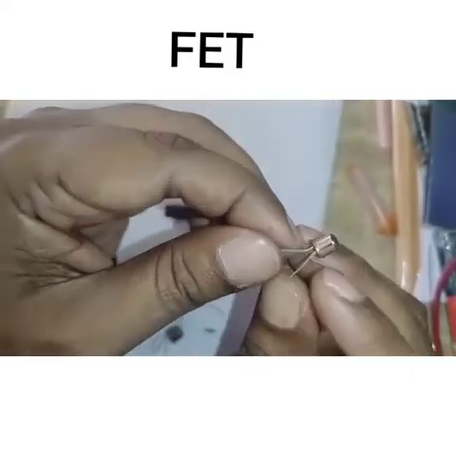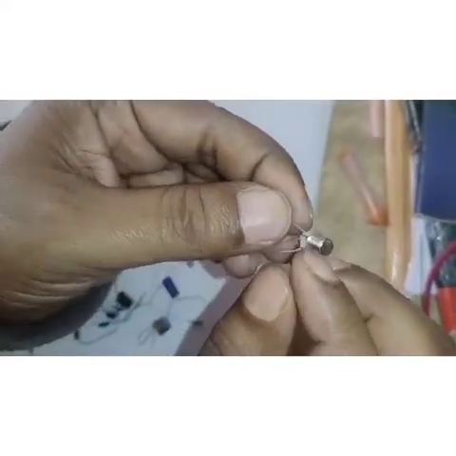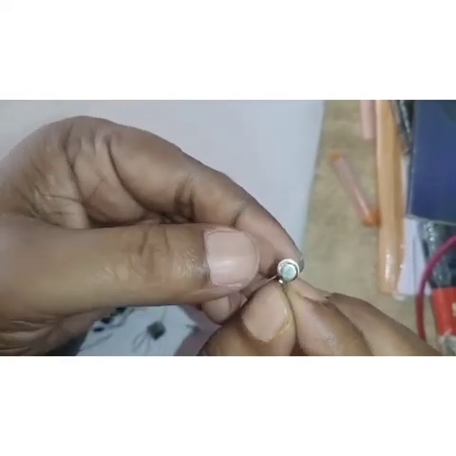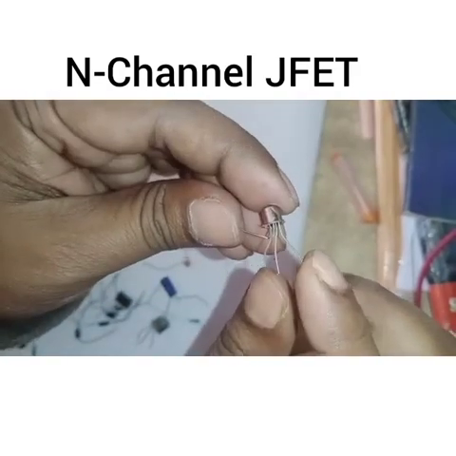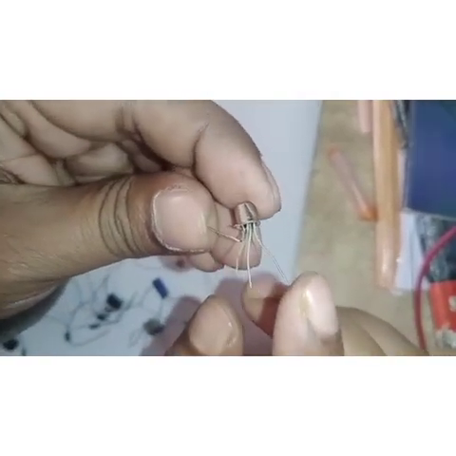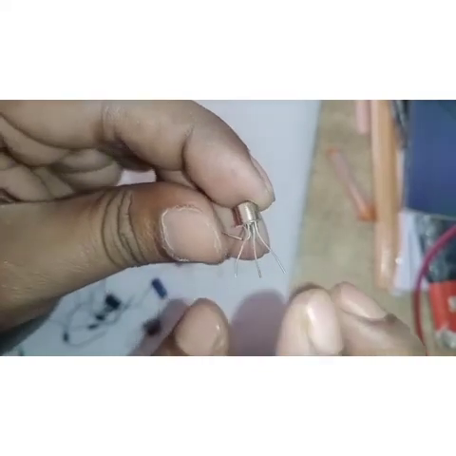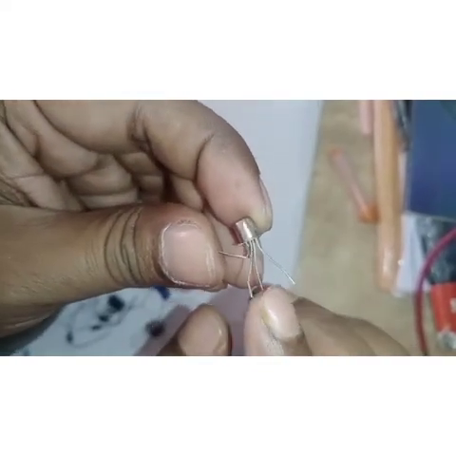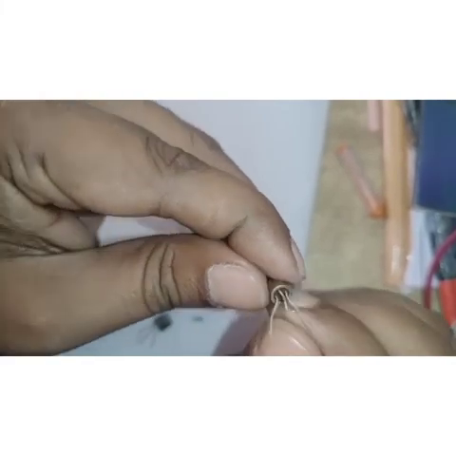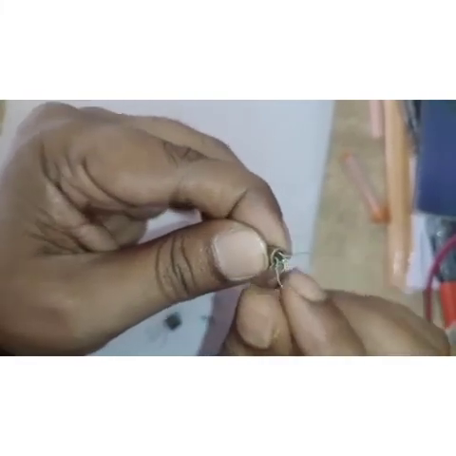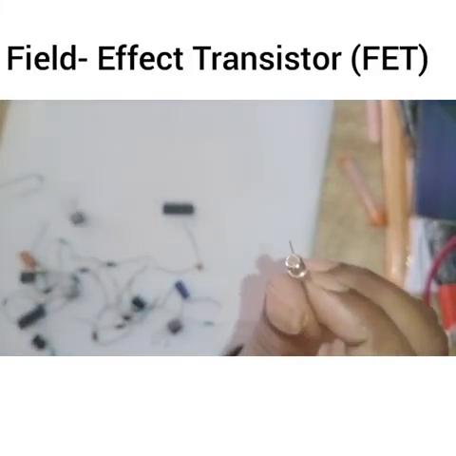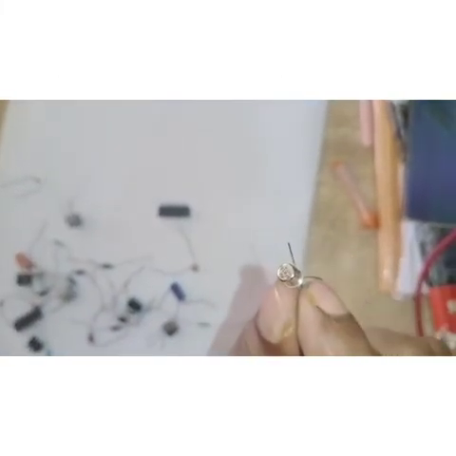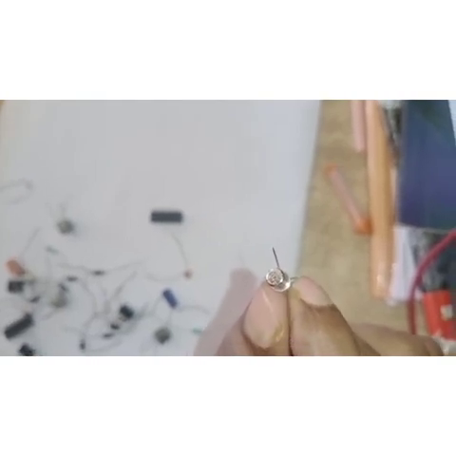This is a FET. The number of this FET is VFW10. This is an N channel FET. It has four terminals: source, drain and gate, and another one, which is folded, called the substrate. This is a FET, a field effect transistor. Okay, thank you.